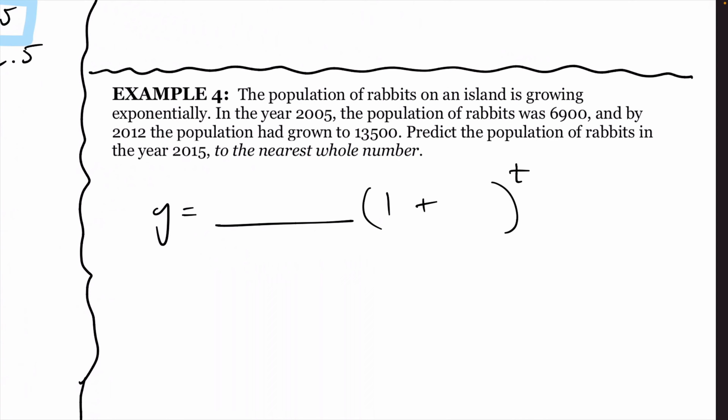Do we have a starting number of rabbits? 6,900. Do I know how much percent it's going up every year? No. Makes sense. It's kind of the theme of today. We don't know what that R is. So we're going to figure that out, and then I'm going to use it to predict how many rabbits there will be in 2015.